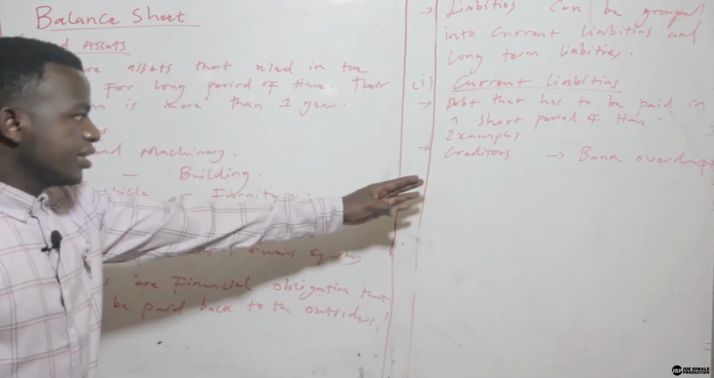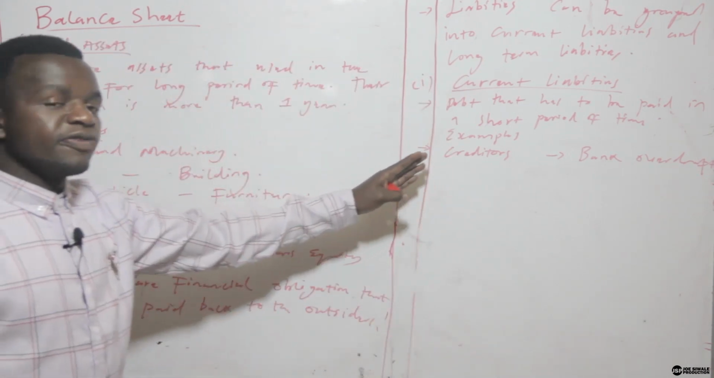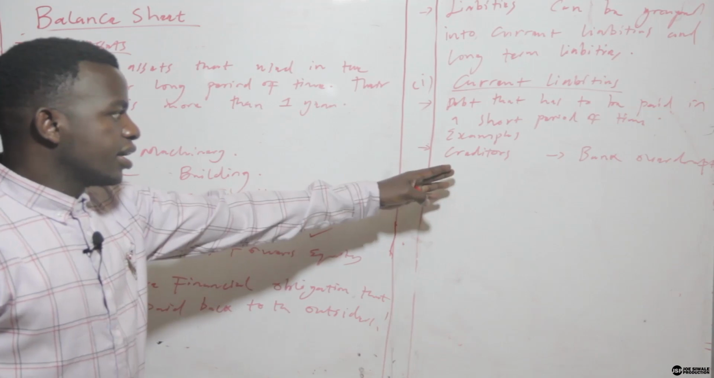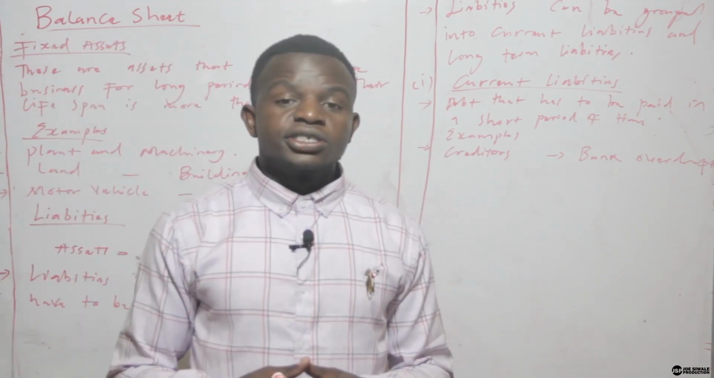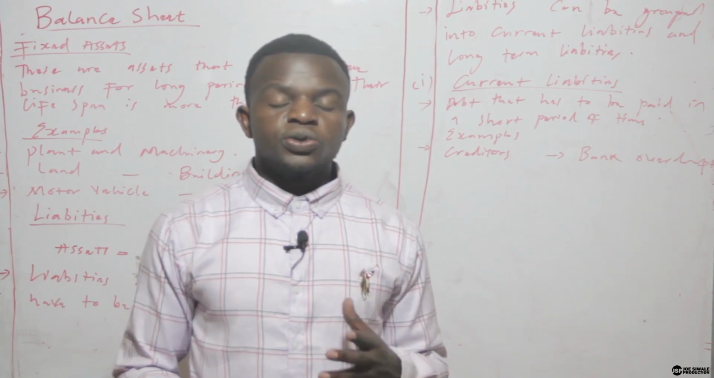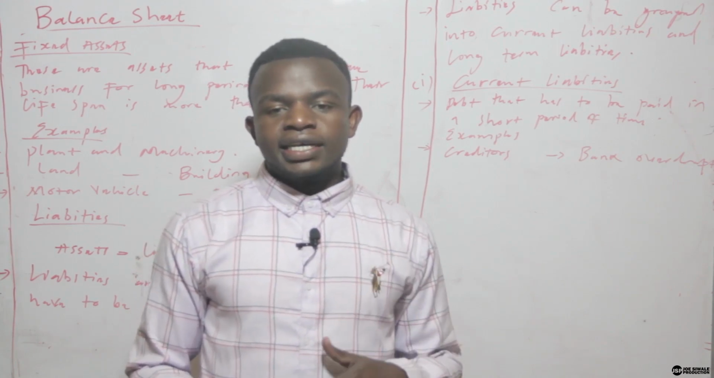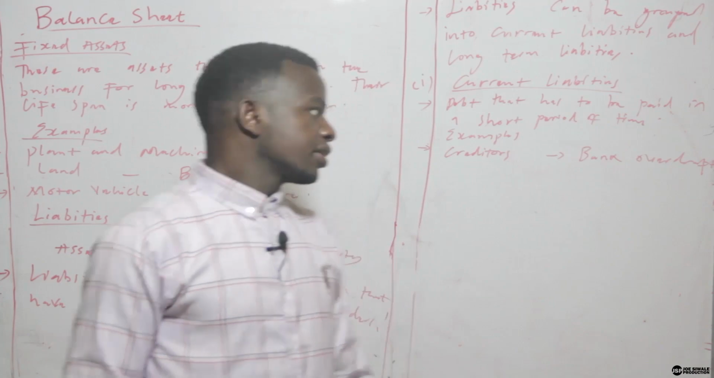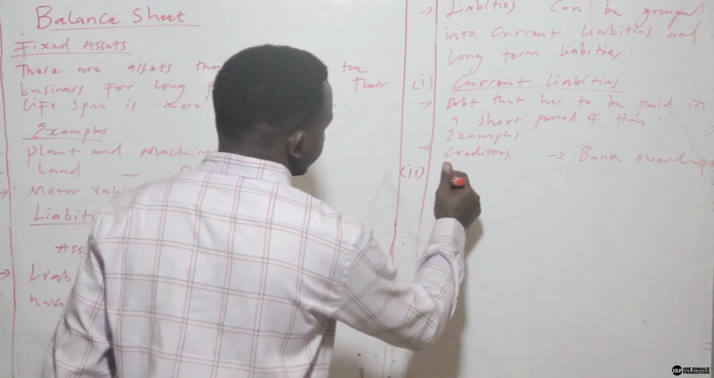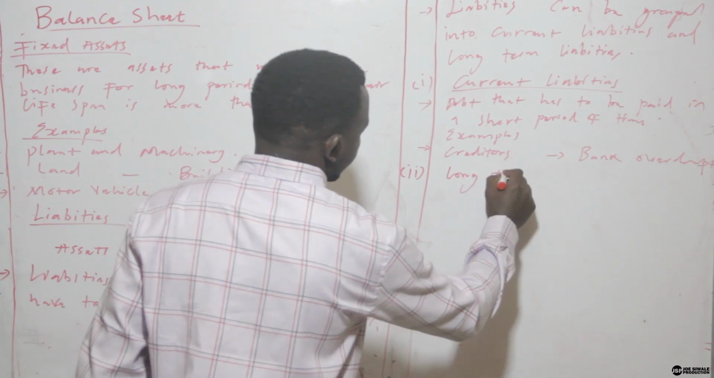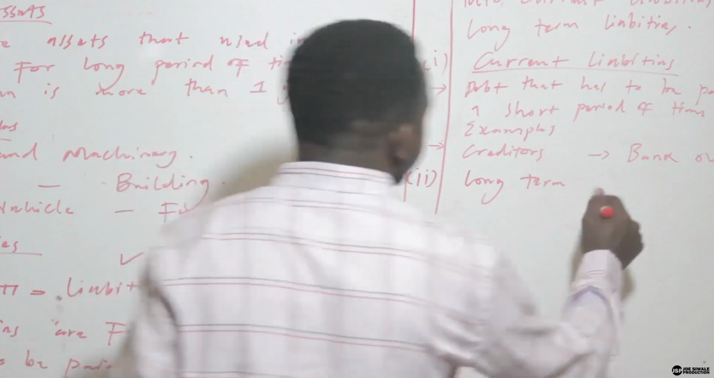So creditors here, this is just the amount of money that is owed to the suppliers. And bank overdraft is a situation where the business is able to withdraw more money than its bank balance. Then let us look at long-term liabilities.